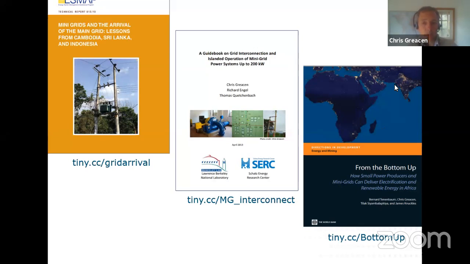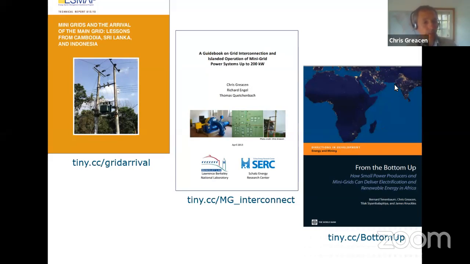In the middle is a technical guide for grid interconnection of generation under 200 kilowatts. This was focusing on rotating generation specifically, induction and synchronous generators, and was written with the Lawrence Berkeley National Labs and the Schatz Energy Research Center. It was a project requested by the utility in Bhutan that was interested in interconnecting some of their formerly isolated small hydropower mini grids.